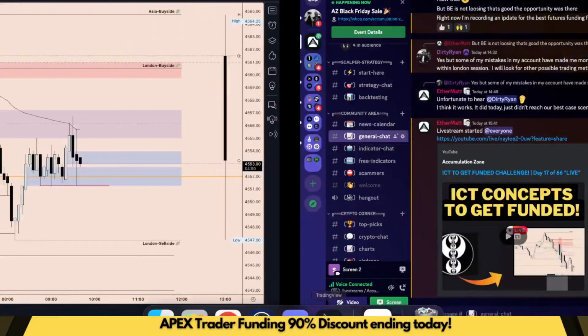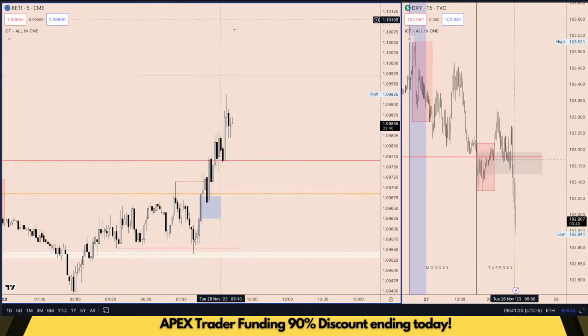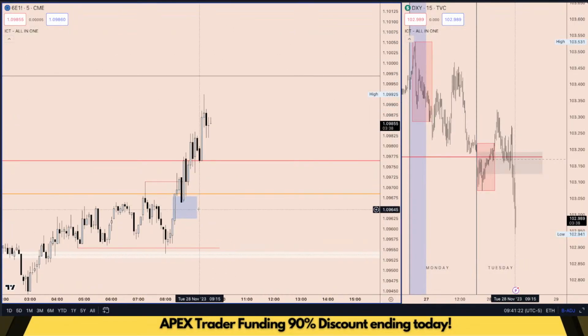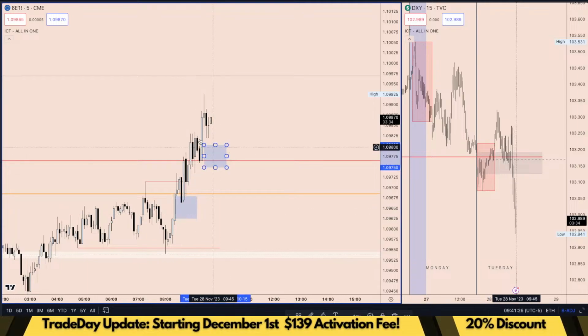There we go. All right, let's get back to TradingView. We're still inside our range. Now anticipating support on this bullish fair value gap until we reach our daily buy side objective.